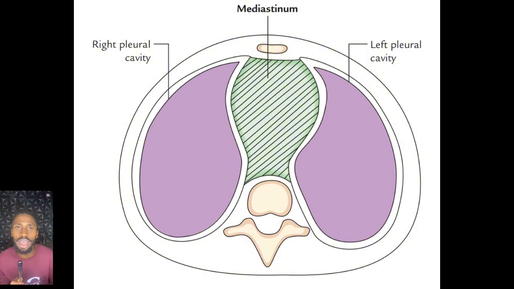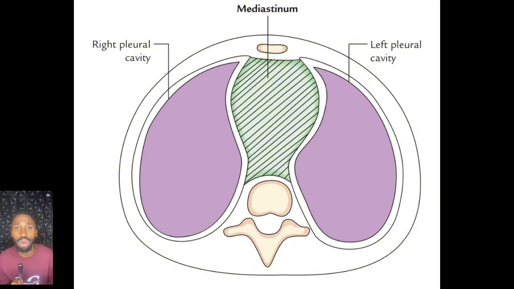So since we have two lungs, we have two pleural cavities, and the center between the pleural cavities is called the mediastinum, and the part of the pleural cavity that is covering the mediastinum is called the mediastinal pleura. So we have two pleural cavities, and they are separated from each other by what we call the mediastinal pleura. And this mediastinum has so many structures in it.